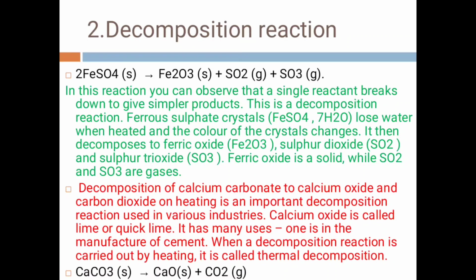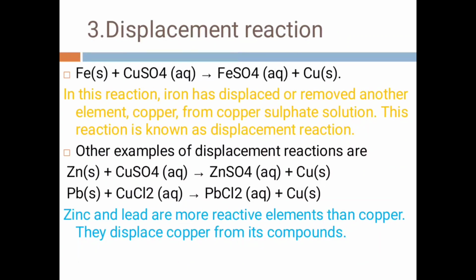Now here the calcium oxide is also known as quicklime. Now this calcium oxide has many uses. One of its important uses is in the manufacturing of cement. Okay, and also whenever a decomposition reaction is carried out by heating, it will be known as a thermal decomposition reaction. Now let us move ahead with the third type of chemical reaction, that is displacement reaction.